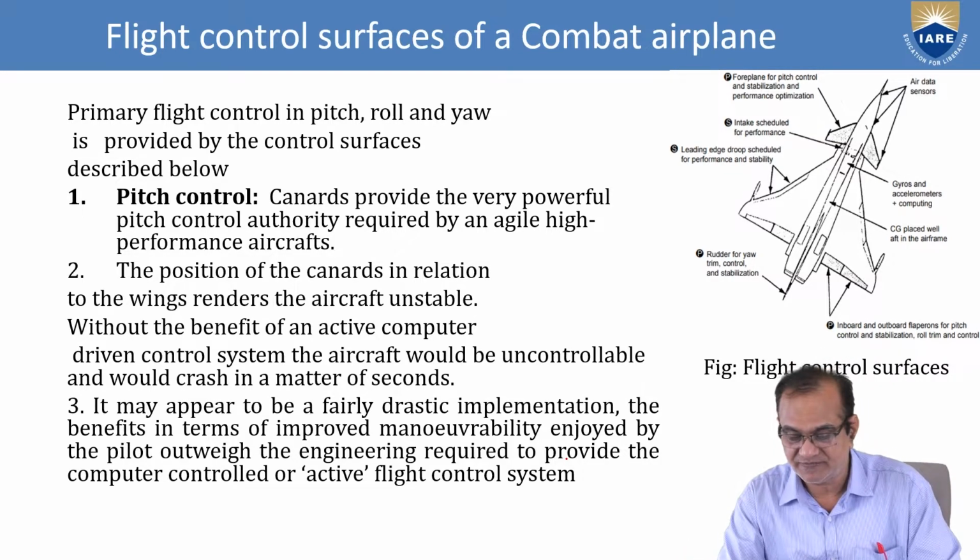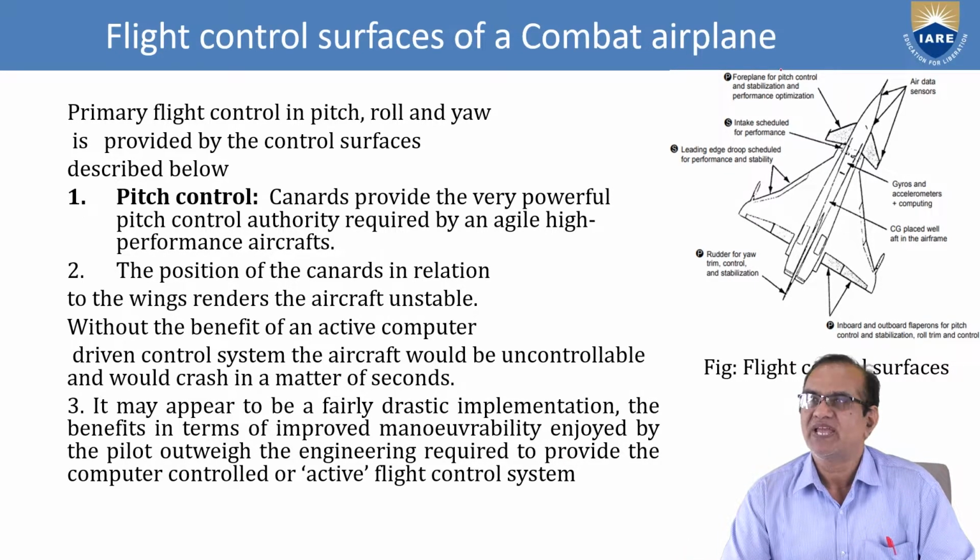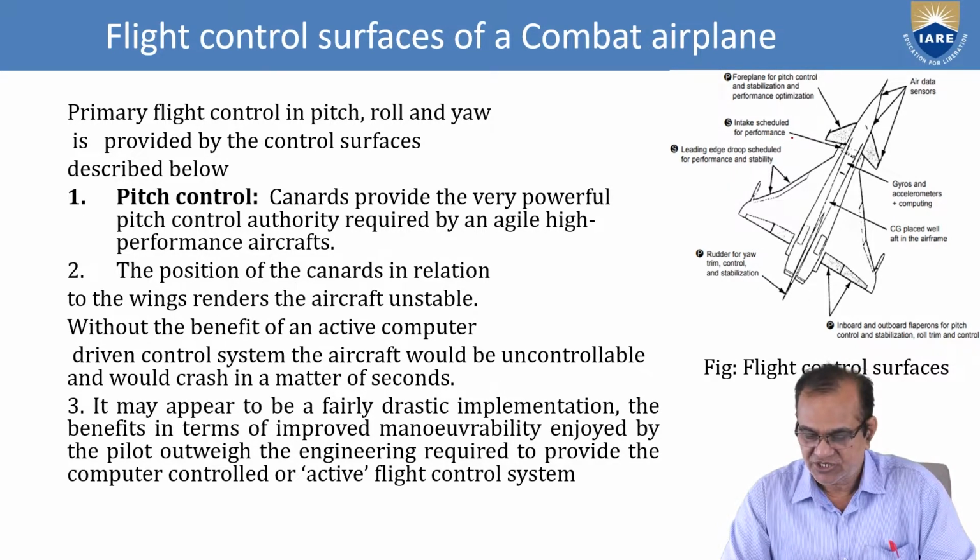Here you can see these are the four planes for pitch control and stabilization and performance optimization. Intake scheduled for performance, air data. Here is the gyro, acceleration plus coupling. Here we have the rudder and the yaw trim control. And here we have the inboard and outboard flaperon for the pitch control. So it is a delta wing fighter aircraft. The configurations are like that.